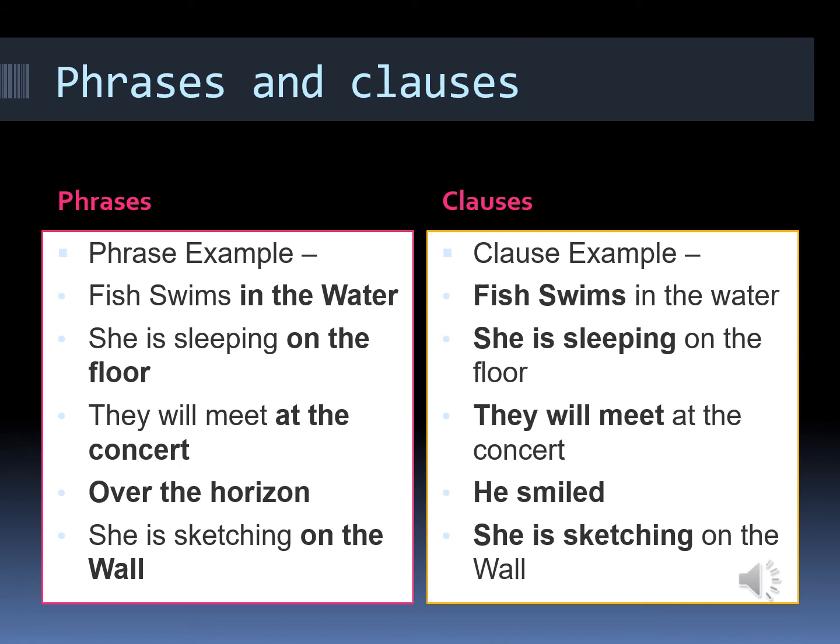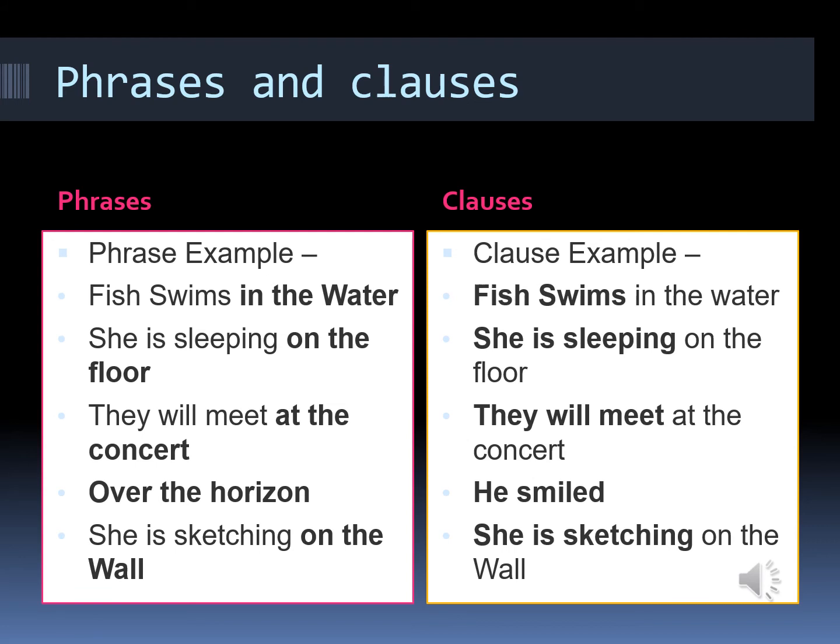See the next one. Fish swims in the water. Fish swims is a clause. What clause is this? It is a main clause because it can stand alone. And swims is a finite verb. See the next sentence. She is sleeping on the floor. Again, on the floor is a prepositional phrase because it is starting with a preposition, and you can see there is no finite verb there. And see the second part. She is sleeping is a clause there, because there is a finite verb, the verb is sleeping.